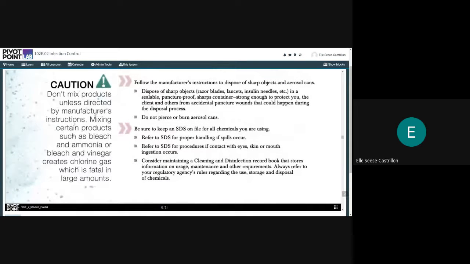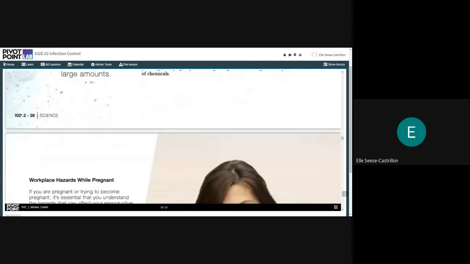So caution, don't mix products unless directed by the manufacturer's instructions. Mixing certain products such as bleach and ammonia or bleach and vinegar creates chlorine gas, which is fatal in large amounts. And then follow the manufacturer's instructions to dispose of sharp objects. Aerosol cans, razor blades, lancets, insulin needles, etc., need to be in a puncture-proof sharps container. Also be sure to keep an SDS, safety data sheet, on file for all the chemicals that you are using.